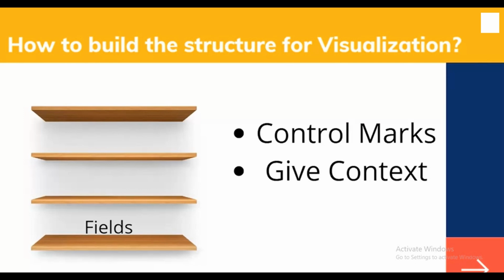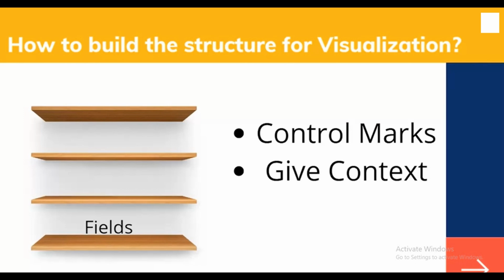The meaning is giving context to the visualization. I can give context by doing some kind of encoding with color, size, shape or text. With all these things I can do encoding. This is the basic theoretical understanding you need whenever you want to give structure to a visualization. So it is important for us to understand how to make use of shelves and cards, and what exactly shelves and cards are.